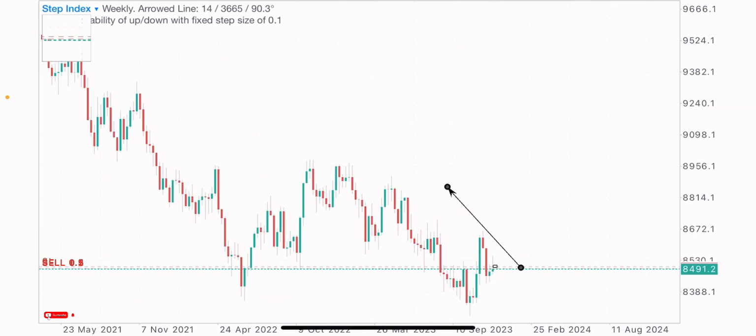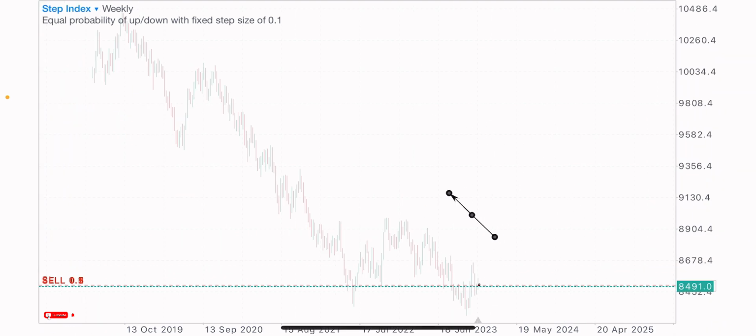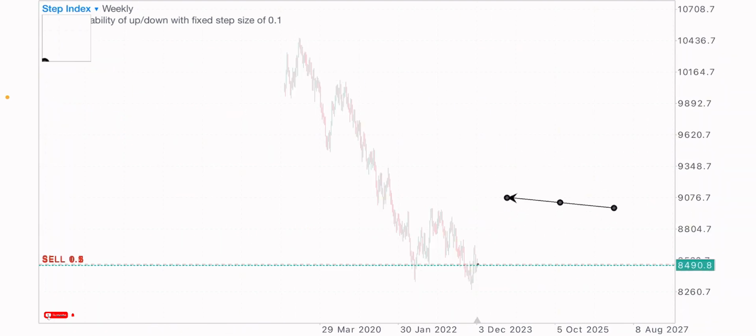I start from the higher time frame whenever I want to look out for trade opportunities, whenever I want to analyze the market. It can be the daily time frame, the weekly time frame, or the monthly time frame. But in most cases, I start from the weekly time frame. So here on step index on the weekly time frame, we've seen the overall market direction. That's the first thing I look for. I spot the overall market direction.